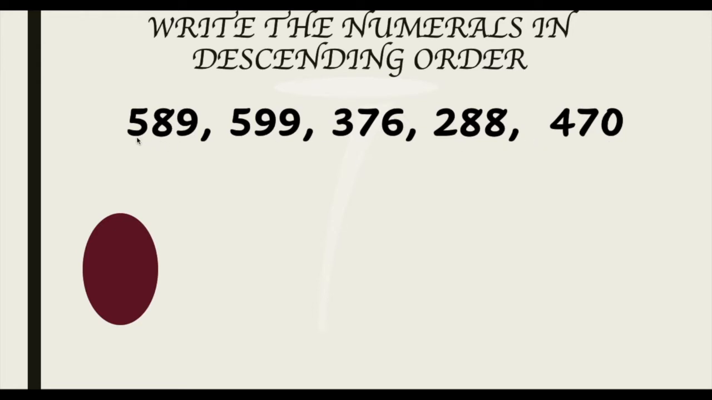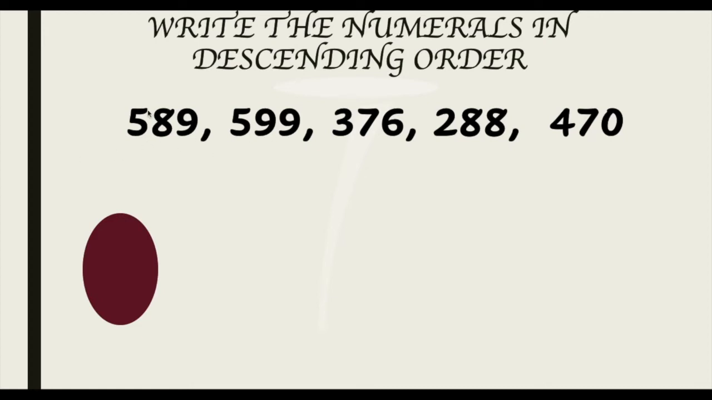Here we have 589, 599, 376, 288, 470. Among these numbers you have to find the greatest number first. If you see the numbers in the hundreds place, we have 5, 5, 3, 2 and 4. Among these numbers, 5 is the greatest number in the hundreds place. So let us take these two 5s.